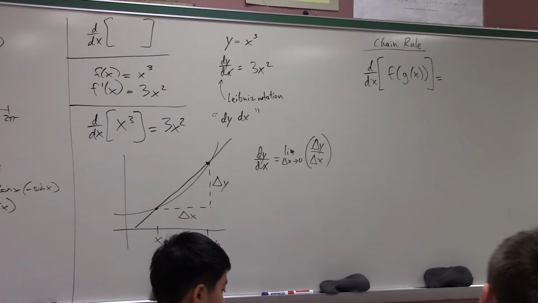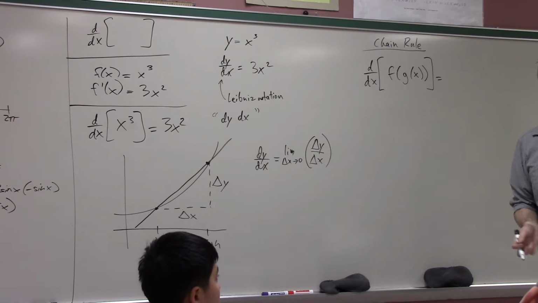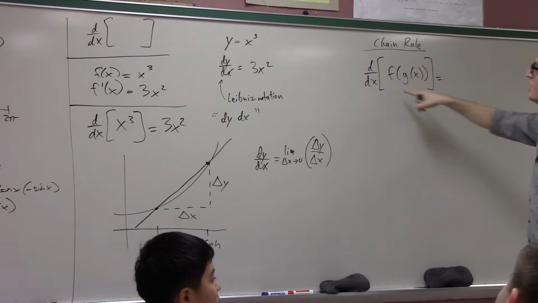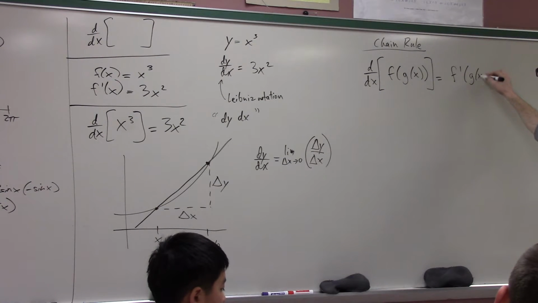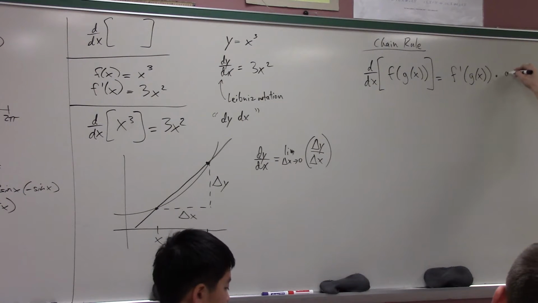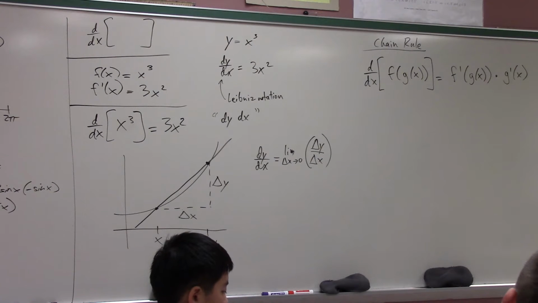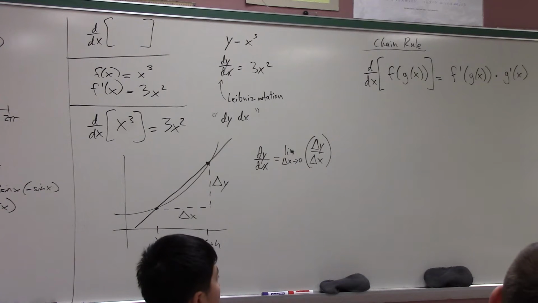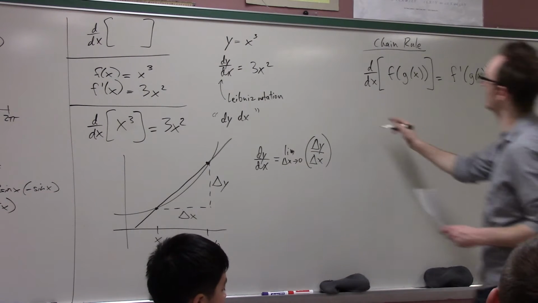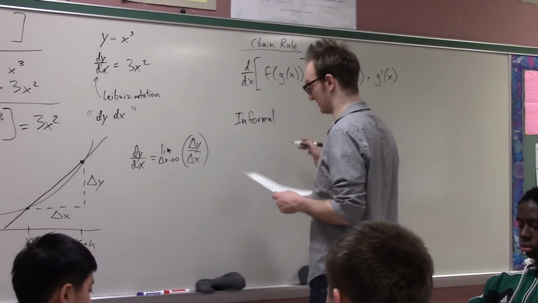then this is, well, I'm just giving you the answer, it seems weird, but oh well, I guess this is what I'm going to do. This is the derivative of f evaluated at g times the derivative of g. Okay. And what is this actually saying? Now this is an informal way of thinking about this.